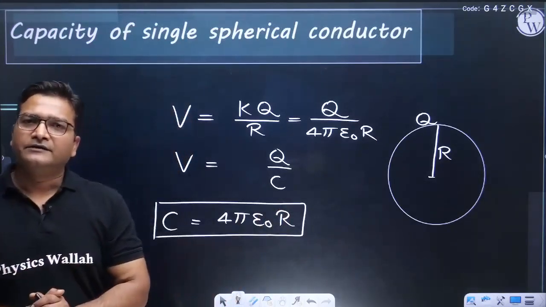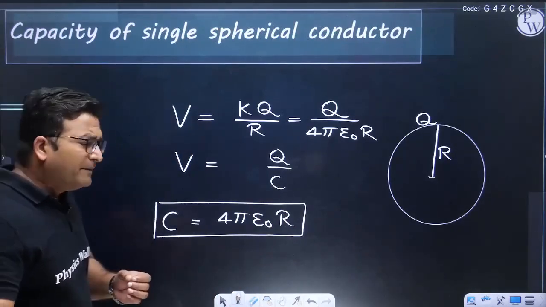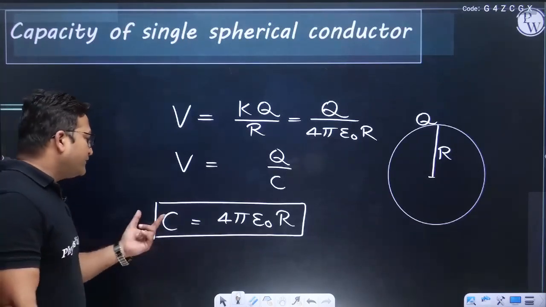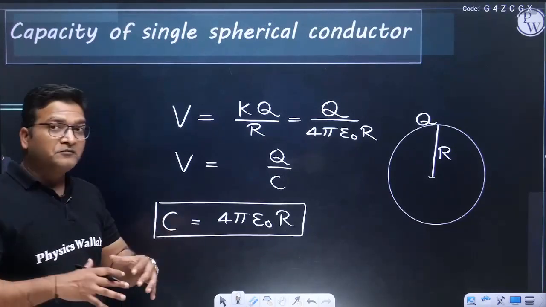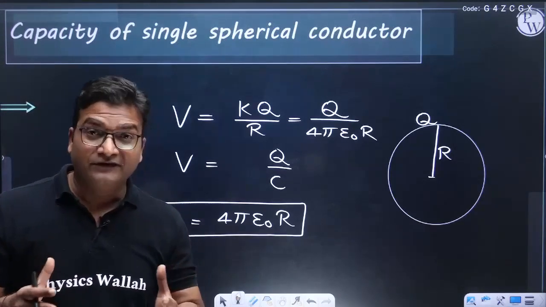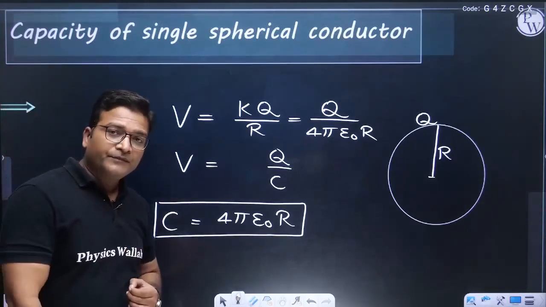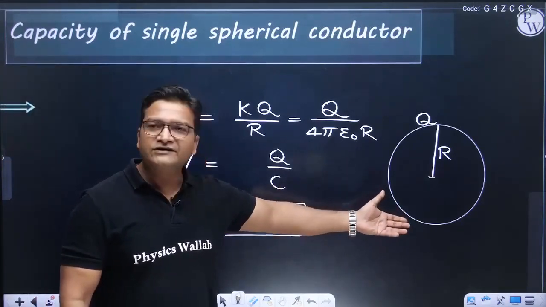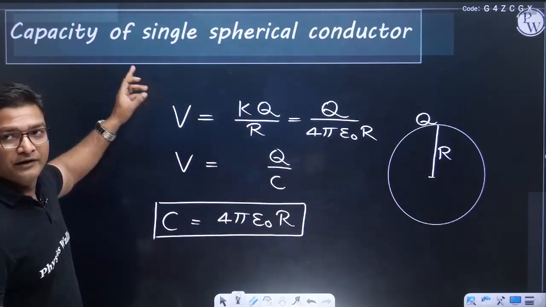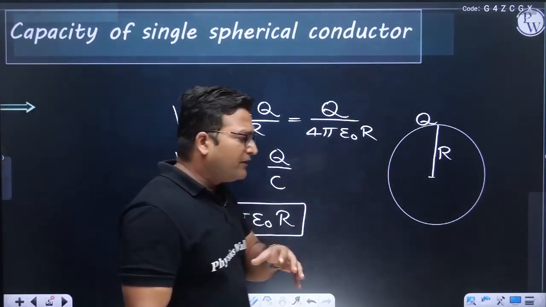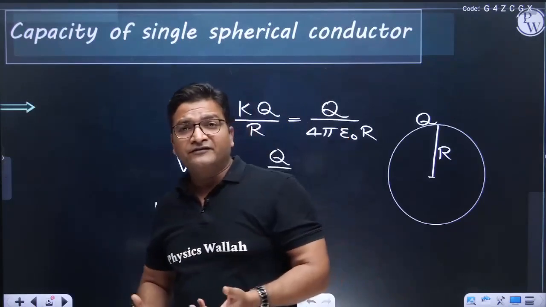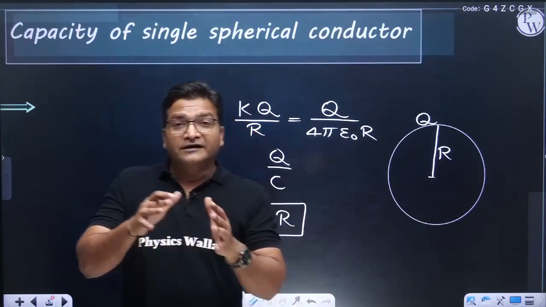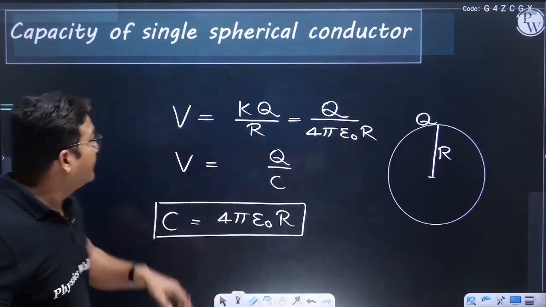Okay, let me just give you a little idea how much 1 farad is. Suppose I take a sphere whose capacity is 1 farad. Let me tell you one more thing. When we talk of a single conductor capacitor, its capacitance is generally known as capacity. So always remember, whenever we talk about a single conductor capacitor, we don't talk about its capacitance, but the same thing here is called capacity.